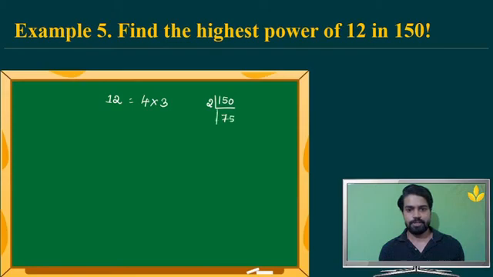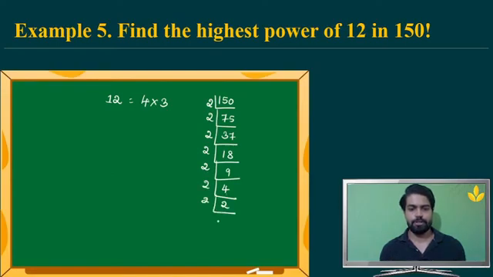2 75s are 150, 2 37s are 74, and then I have 2 18s are 36, 2 9s are 18, and then 2 4s are 8, 2 2s are 4, and 2 1s are 2. So we are going to count this way: 75 plus 37, 18, 9, 4, 2, 1. That's how we count. 70 plus 30 is 100. I can keep it as it is, and then one more 10 is there, 110.